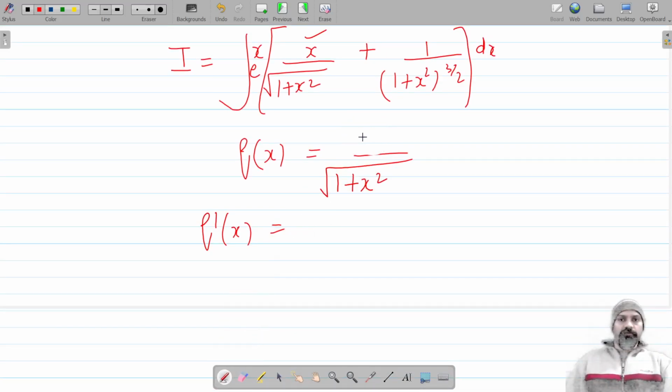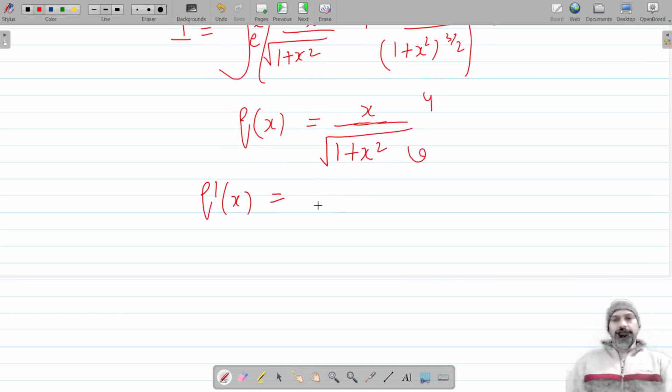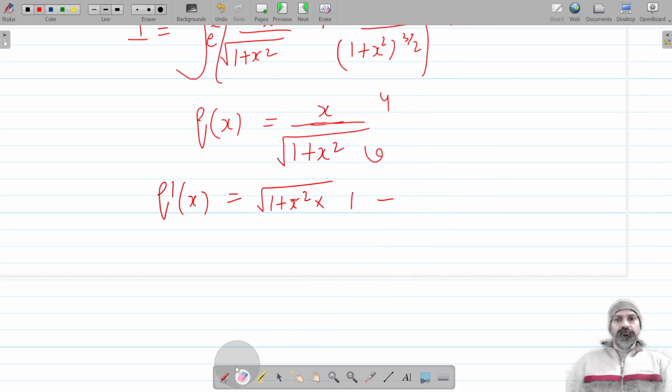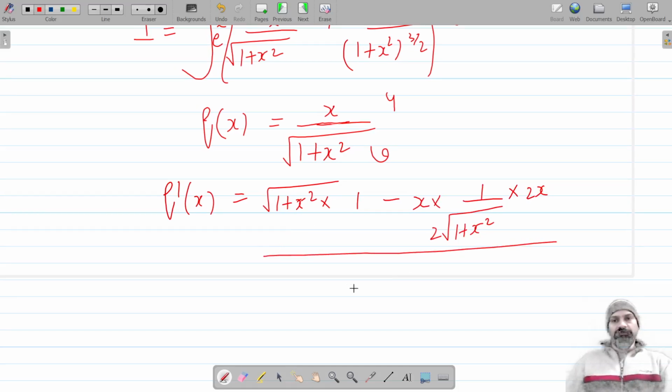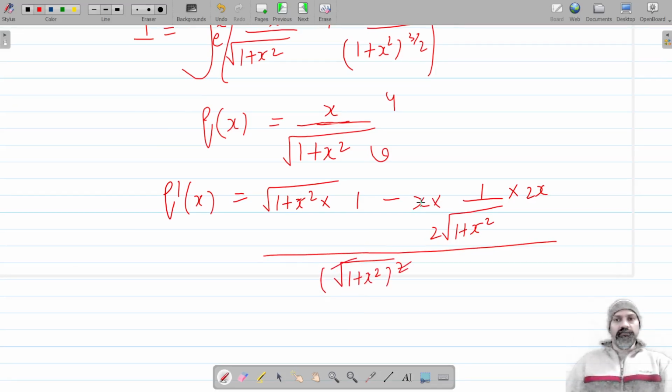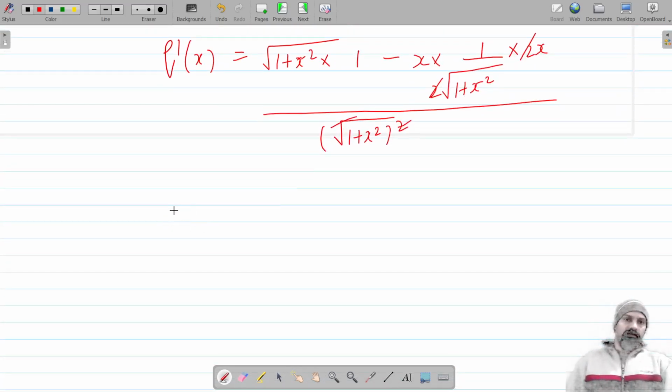So it is of the form u by v. This is u, this is v. Using the quotient rule, v into differentiation of u, which is 1, minus u, which is x, into differentiation of v, which is 1 upon 2 under root 1 plus x squared, and differentiation of x squared is 2x, upon under root 1 plus x squared into root square. So the 2 and 2 get cancelled.